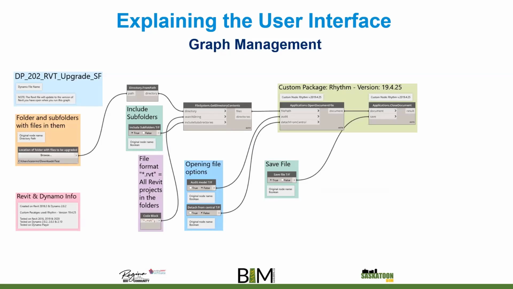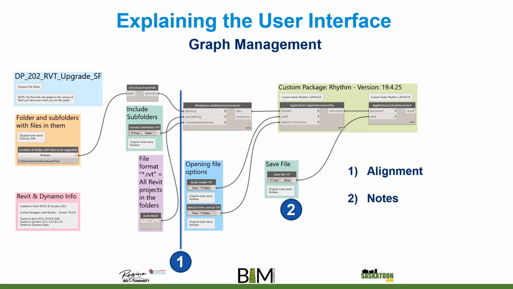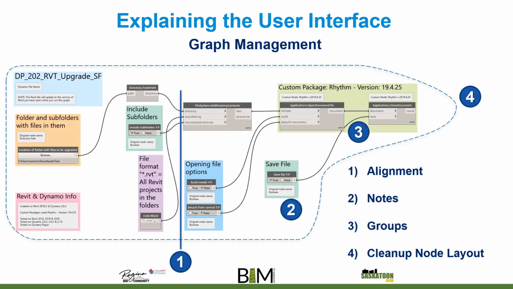The other thing that's very important, and this plays into my tips and tricks that we talk about later, is graph management. Some ways that we can make sure the graph looks right when we're working our way through. So one of them is we can align things. There's tools within Dynamo to allow us to align stuff and put into place. We can add notes. So as you can see, it says original node name Boolean.